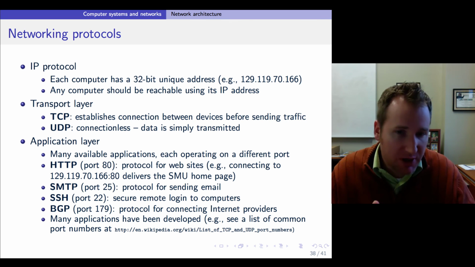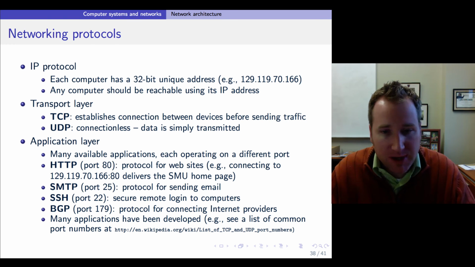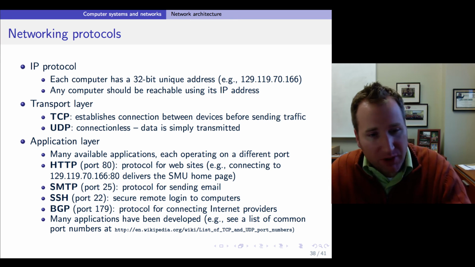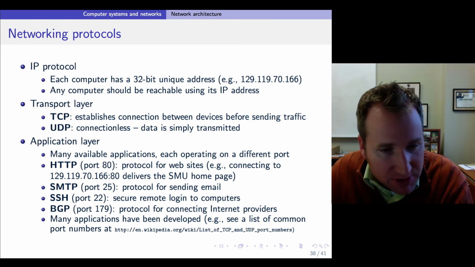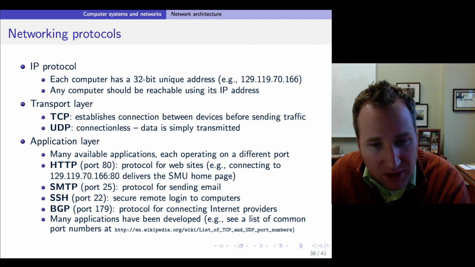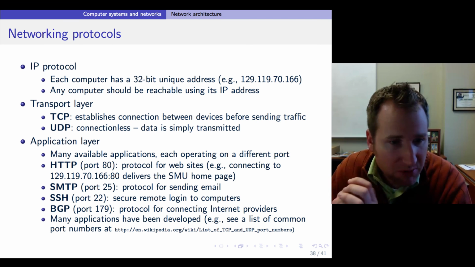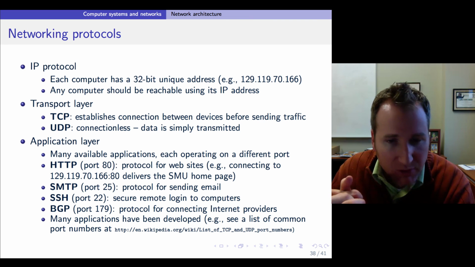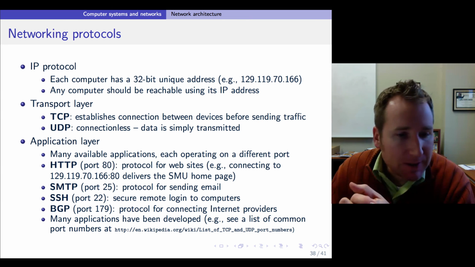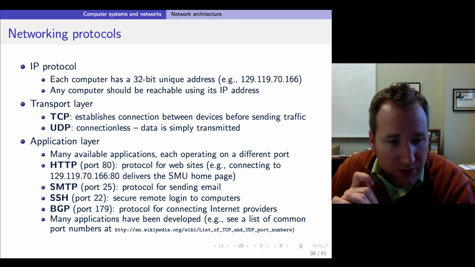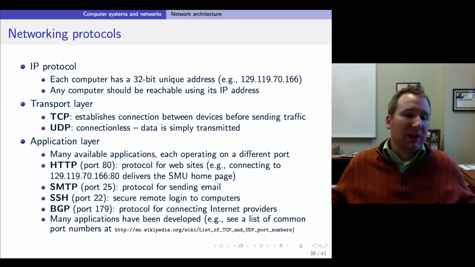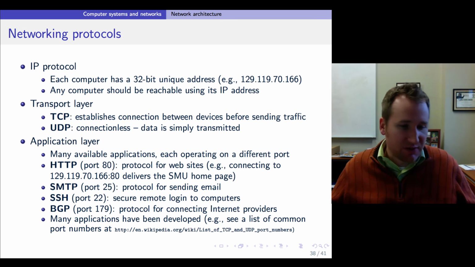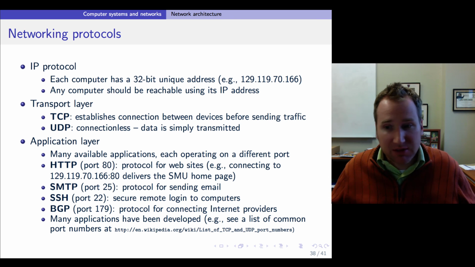So HTTP is port 80, the protocol for websites, connecting to this 129.119.7.166. Port 80 delivers you to the SMU homepage, and SMTP is port 25. It's the protocol for sending email. SSH is how you remotely log into computers, BGP, and so forth. We're not going to get into the details of this. If you want to learn more, you need to take our networks class or our network security class.